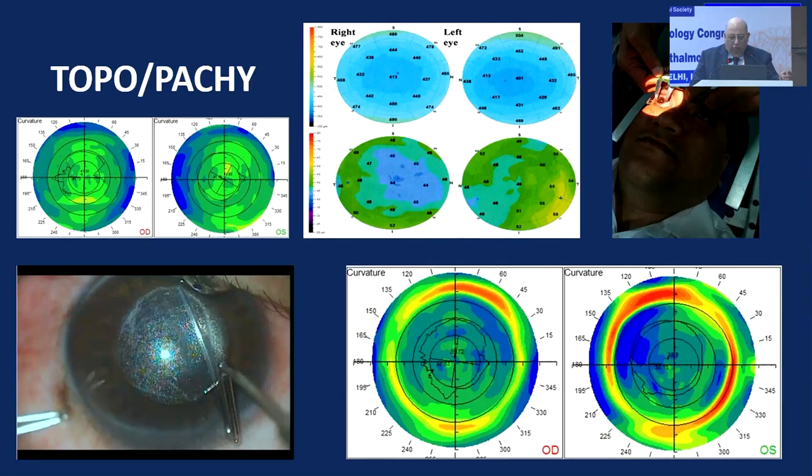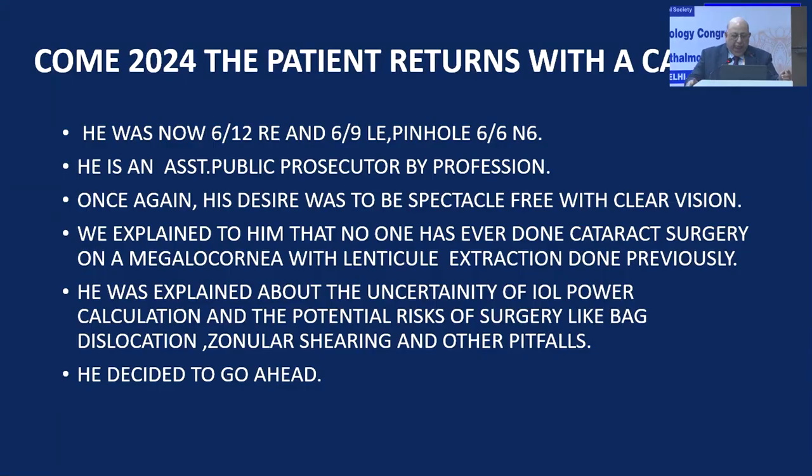These are the pictures. As it shows in the top left hand side, the original topography. The middle shows you the thickness, which is 413 and 410. Measuring the calipers at the side, we did a SMILE, maximum capacity 7.5, and this was the result which we got subsequently.